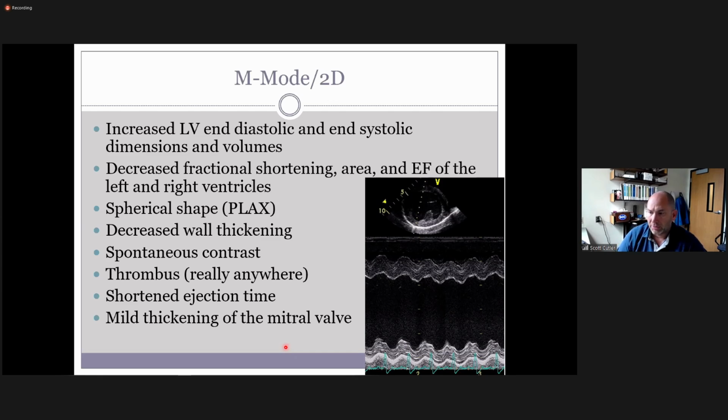There could be mild thickening of the mitral valve. Incidentally, again, that's not something to be too concerned about. If it's thickened, it's a disease process, and usually it's because we're just dealing with an older patient. But don't be thrown by that as long as the valve is functioning the way it's supposed to.